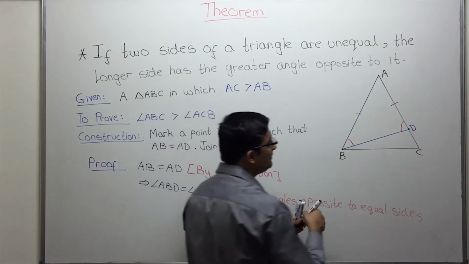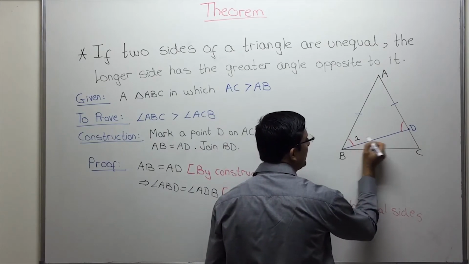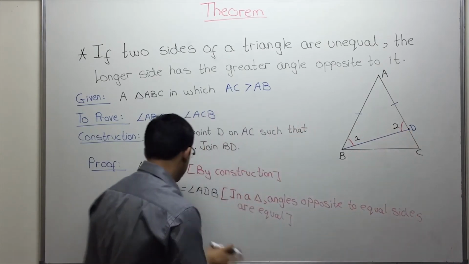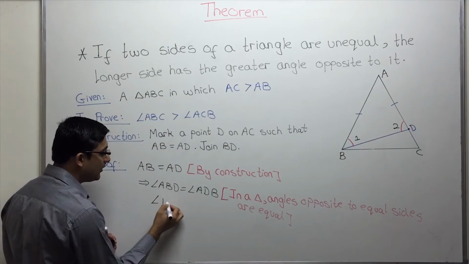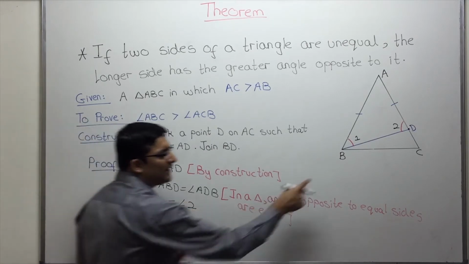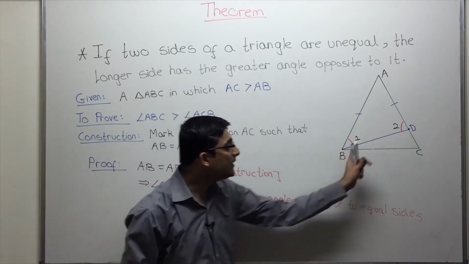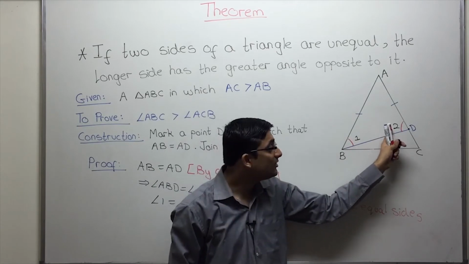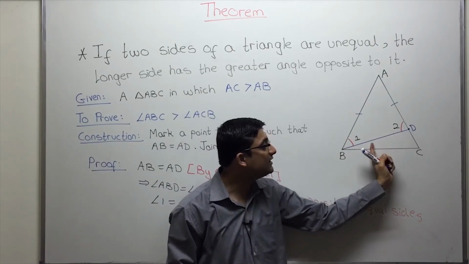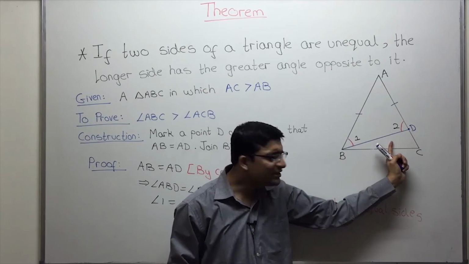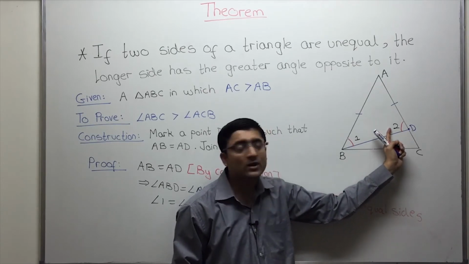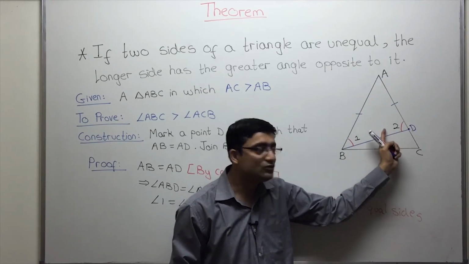Just for your simplicity, let's say I label this as angle 1 and this as angle 2. So I can rewrite this statement as angle 1 is equal to angle 2. It will just be more convenient. Now I want you to look at this small triangle over here, triangle BDC. With respect to the small triangle BDC, what is angle 2? Angle 2 is outside of this triangle.